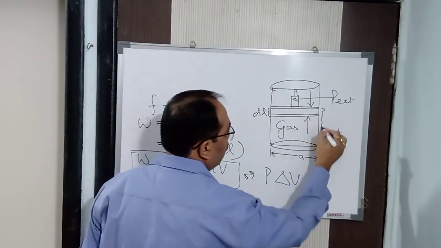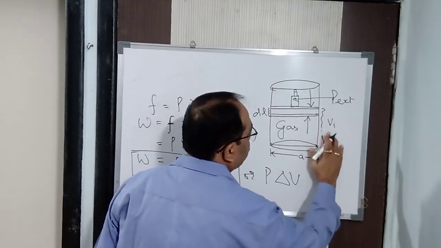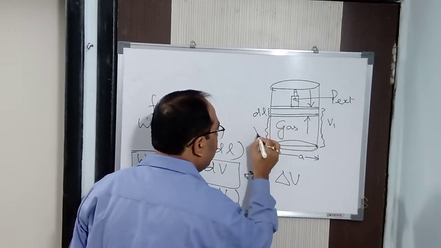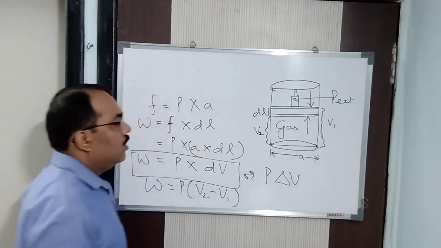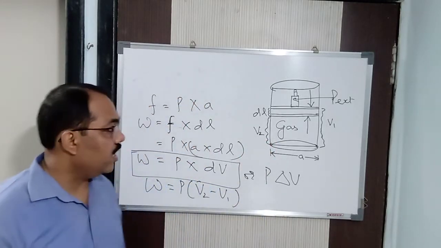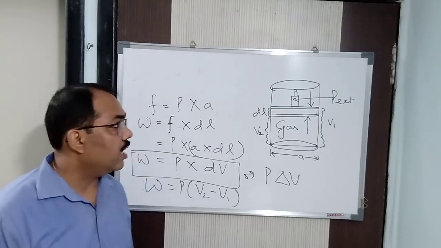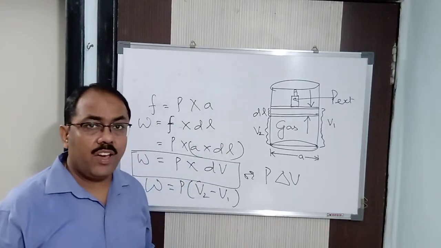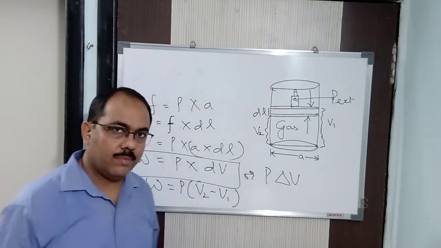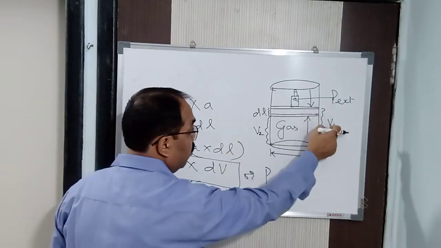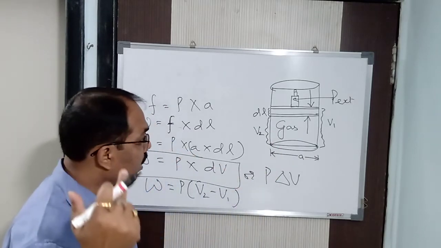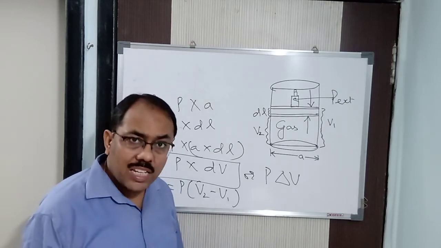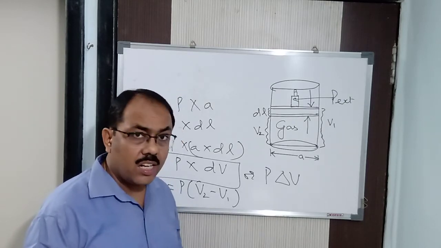Alright, so this was your V1, the initial volume. Now this is your V2, the final volume, where the final volume is less than the initial volume, when I consider P external and the work done upon the system. If I am considering the work done by the system, then this will be your V1 and this will be your V2, where V1 will be less than V2. That is, the final volume will be more than the initial volume, definitely, because expansion is taking place. Got it? When the work is done by the system.